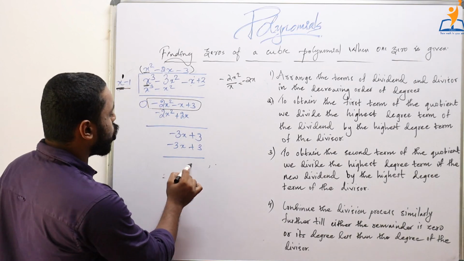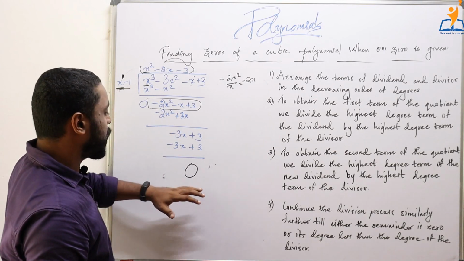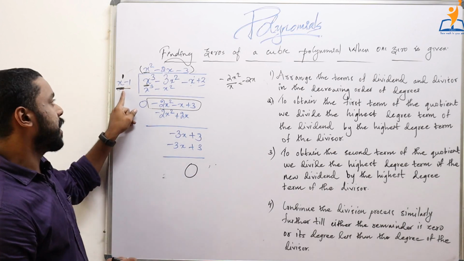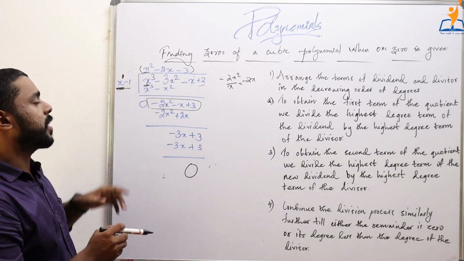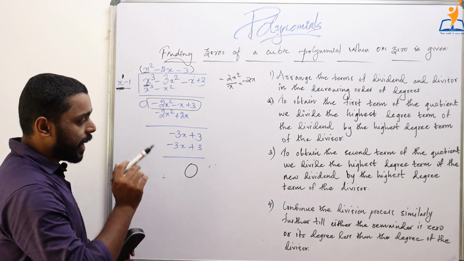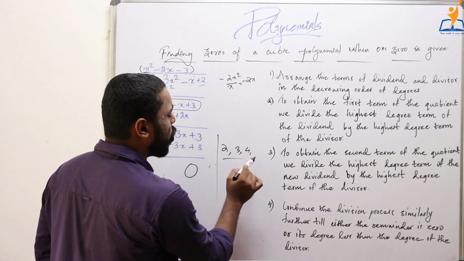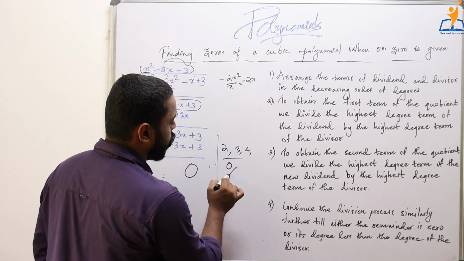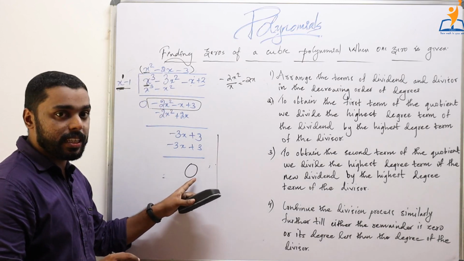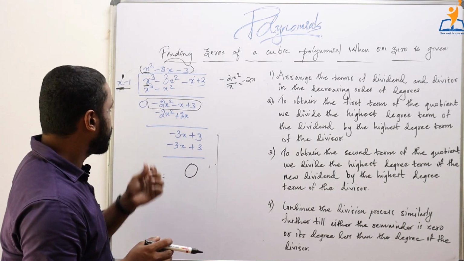So we should stop the division process when the degree of the remainder is less than the degree of the divisor. Here the degree of the divisor is 1, whereas the degree of the remainder is 0. For any constant, always remember that 2, 3, 4, any constant has degree 0, since the degree is the power of x and x is absent in constant terms. So the degree of a constant term is always 0.